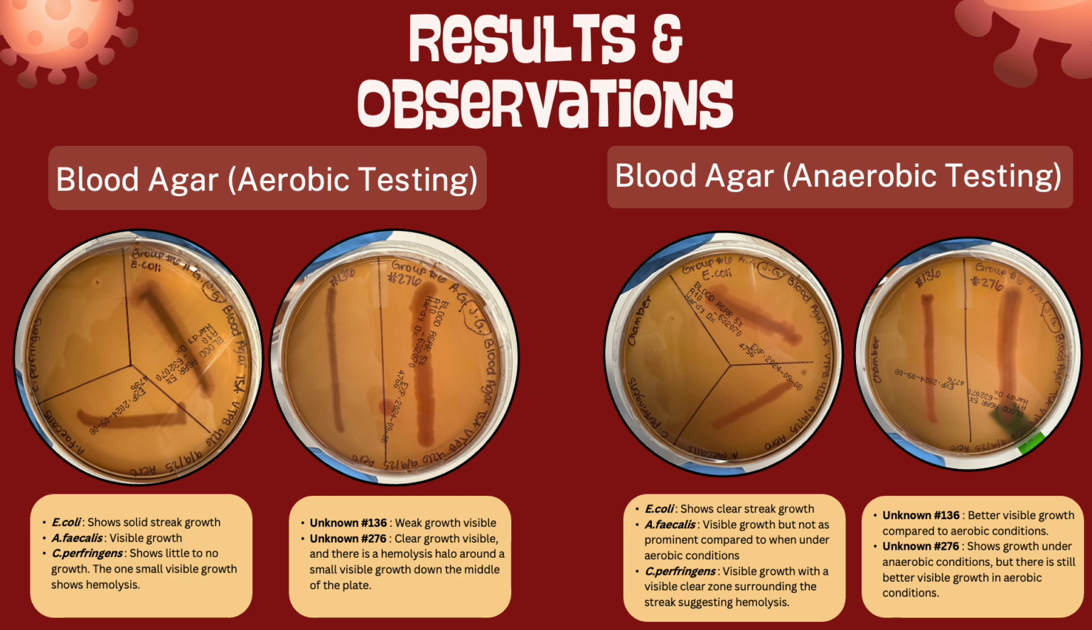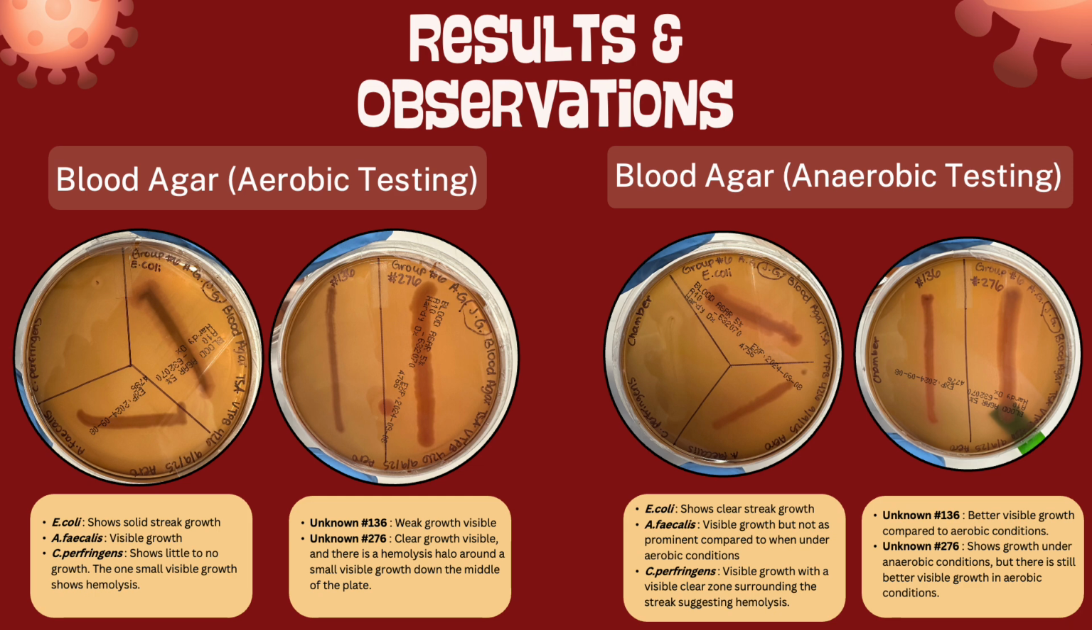For unknown 136, we can see that there was growth. However, it does not seem to be very prominent like the others. And for our unknown number 276, we can see that there was very clear growth. There was also a small dropping that made it down the middle of the plate, and that small growth does show hemolysis.